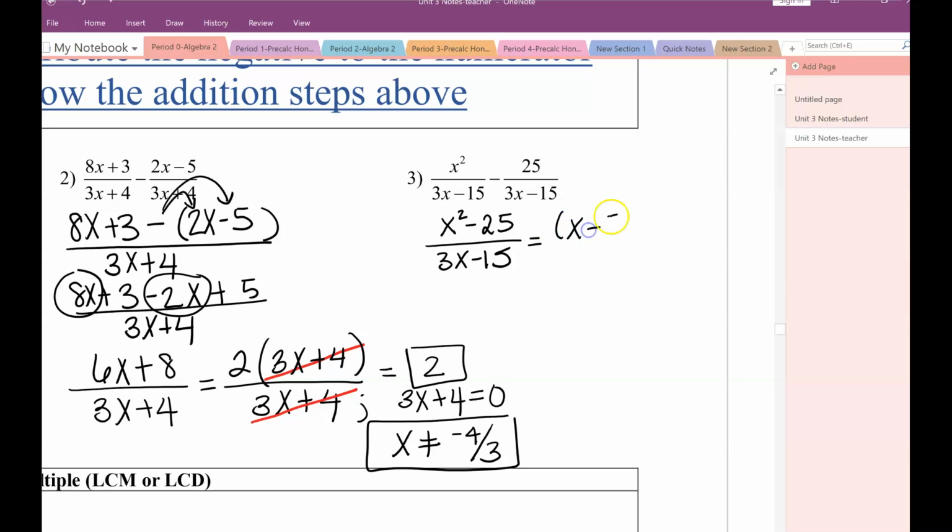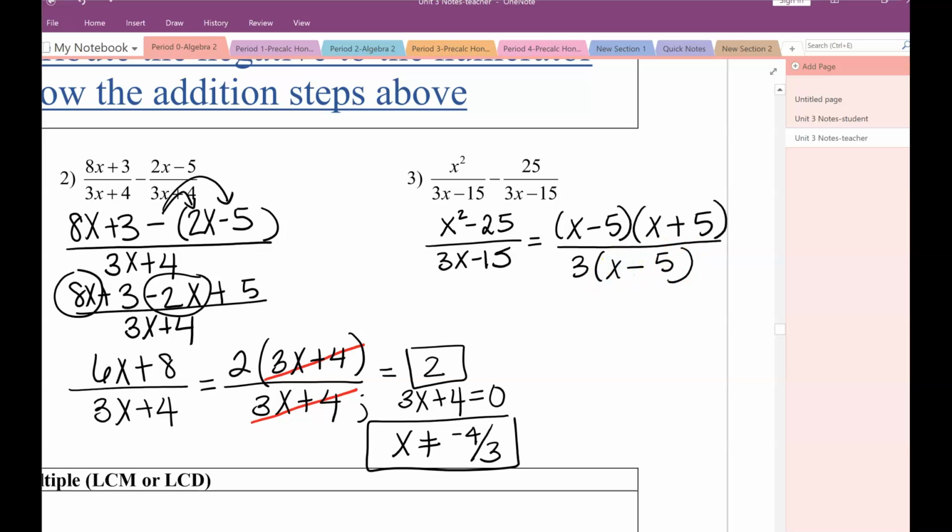That's right. Both of you are right. Okay. X plus 5 times the quantity of x minus 5 because it's a difference of two squares. Anything we can factor on the denominator? 3. What's left? X. Okay, good.